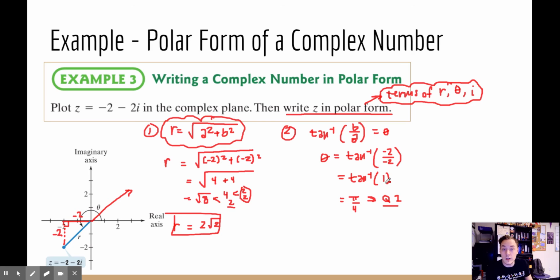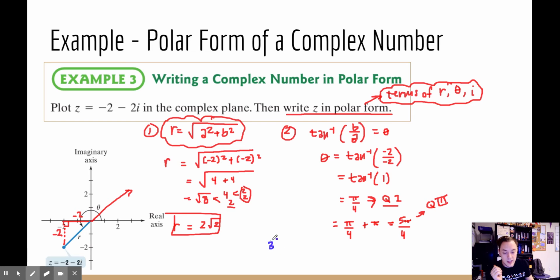You could use your unit circle if you want to and just evaluate it that way. Or you can just simply say, well, I'm going to take pi all over 4 and then add pi. This will equal 5 pi all over 4. 5 pi all over 4 is not in quadrant 1, but this is in quadrant 3. And that's what I want. Okay? So this is my angle. This is my R.